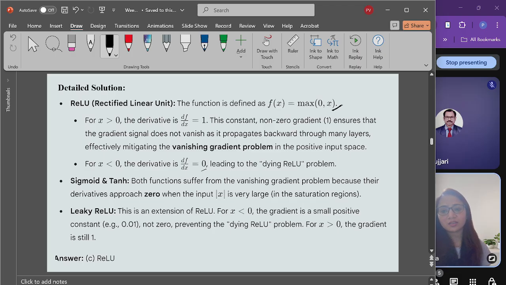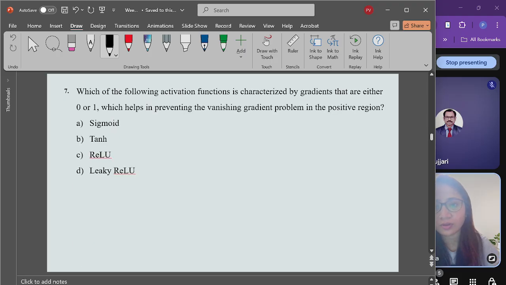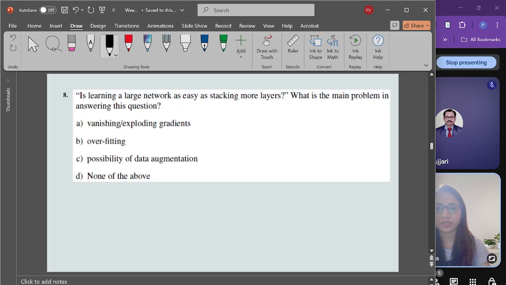So the correct answer is C, not A. That is the ReLU function. The ReLU function helps in preventing the vanishing gradient problem in the positive region. Okay, so moving to our next question.